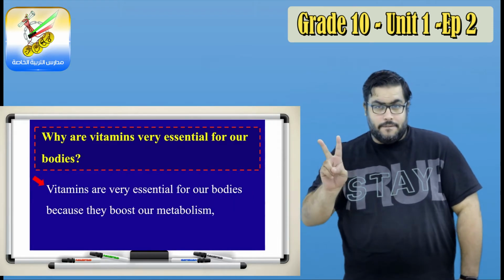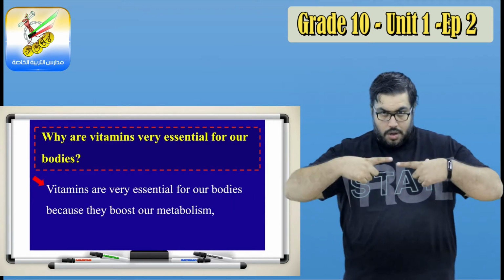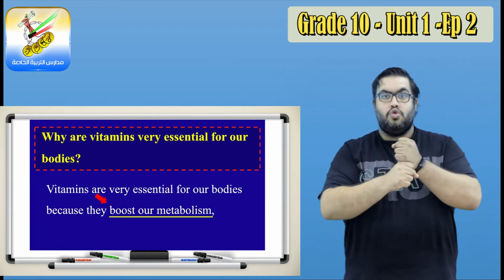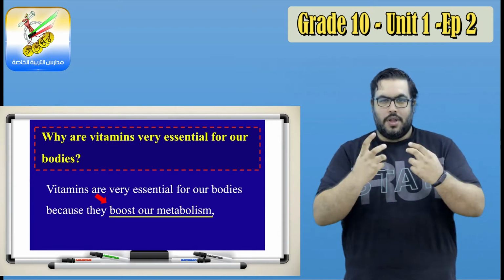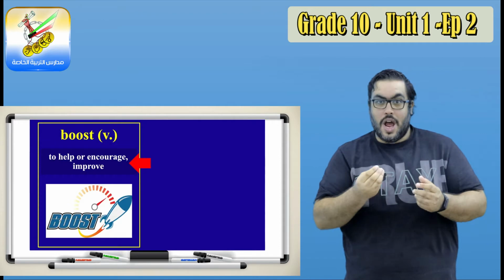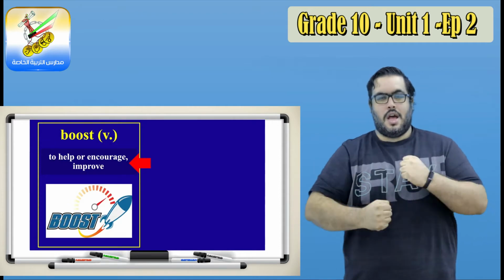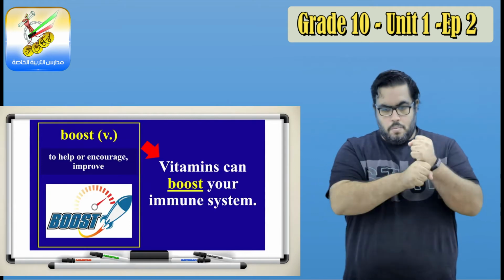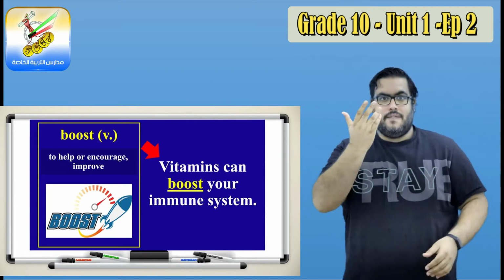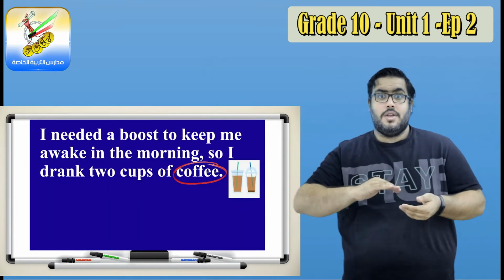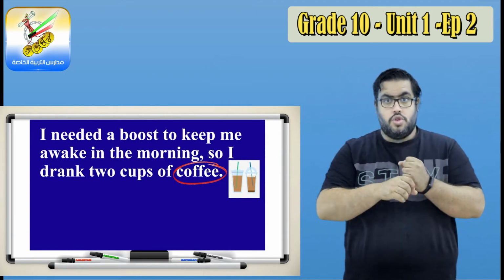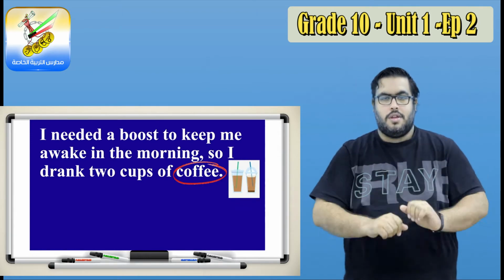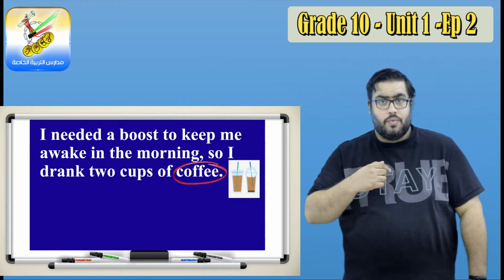Vitamins are very essential for our bodies because they boost our metabolism. We have a new vocabulary item here, right? The first one is boost. Boost is a verb. It means to help or encourage or improve. For example, vitamins can boost your immune system. Or, I needed a boost to keep me awake in the morning, so I drank 2 cups of coffee.